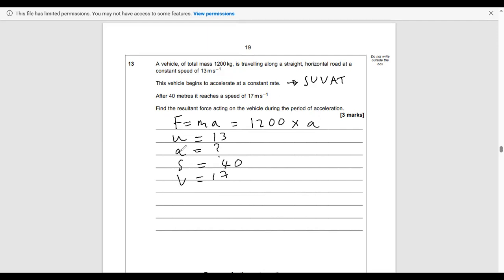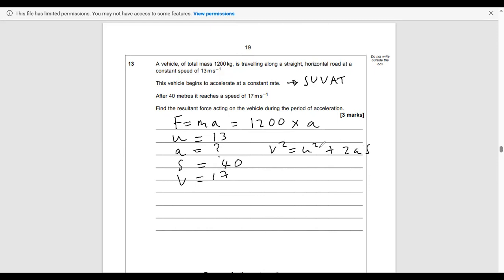Now we can use our SUVAT equation. We've got u, we've got s, we've got v, and we want a. So we want the equation in the formula book that doesn't involve t, and that's going to be this one. Sorry, my bad, wrong way around: v squared equals u squared plus 2as. That's the equation we're going to want to use, and we want to find a.